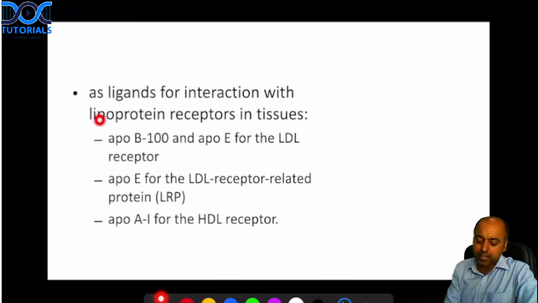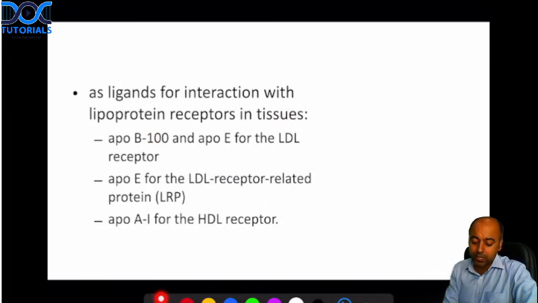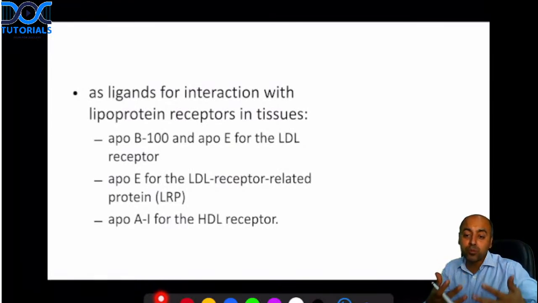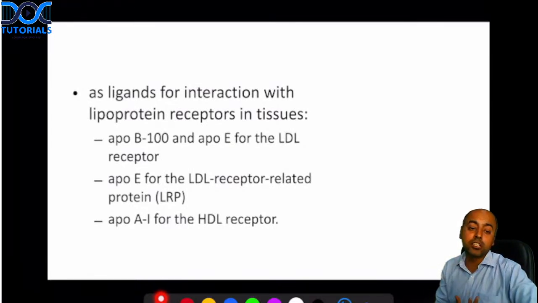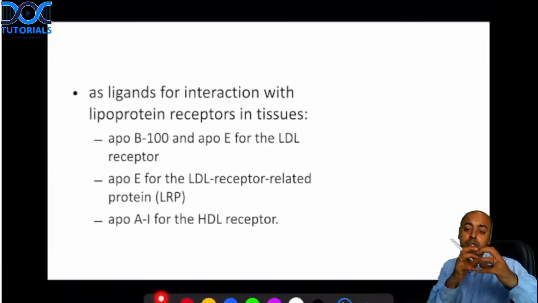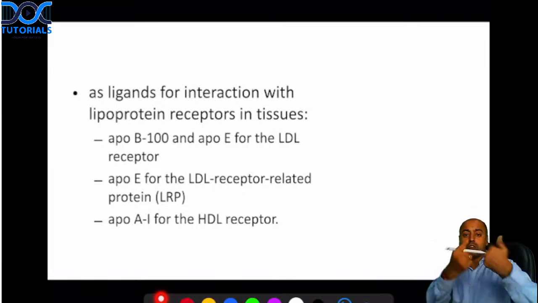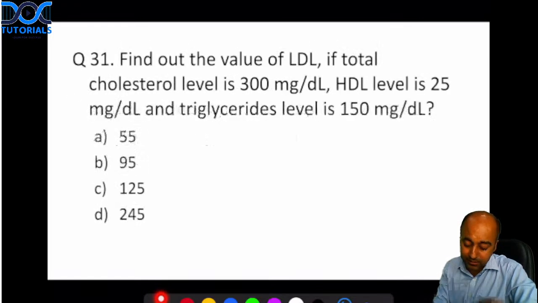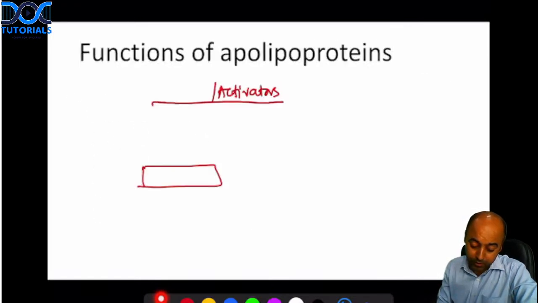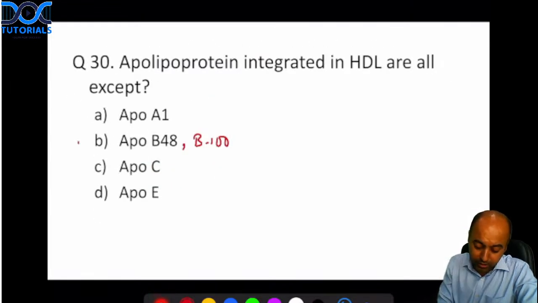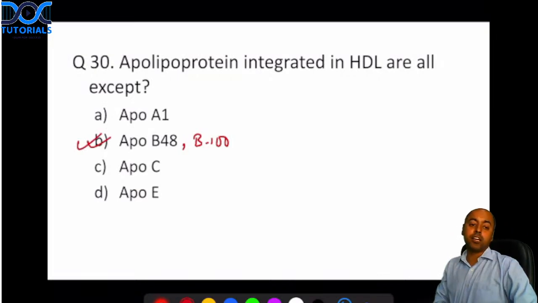And lastly, they can act as ligand for interaction with the receptors. B100 and E will interact with the LDL receptor. E will also interact with the LRP, and ApoA1 will interact with the HDL receptor. Okay, with the help of these, the different types of lipoproteins can be engulfed by the tissues. So the ligand will attach to the receptor, and then endocytosis will take place. All of the lipoprotein will go inside. Okay, so here the answer was obviously the ApoB48 and ApoB100.